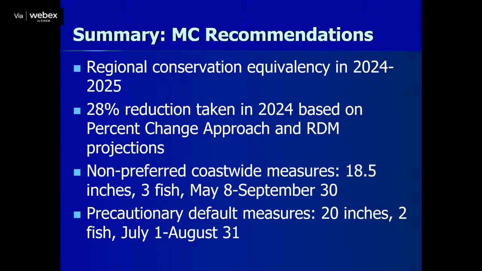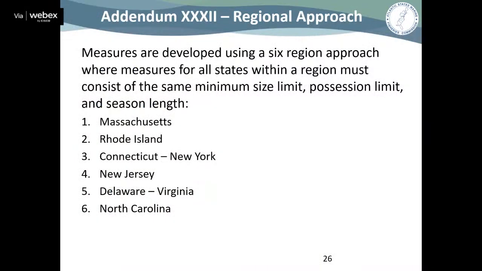And then in summary, the monitoring committee recommendations are here. I can leave those up during the discussion. Conservation equivalency, 28% reduction coastwide with non-preferred coastwide measures, including 18.5 inches, three fish, May 8th to September 30th, and precautionary default measures, including 20 inches, two fish, July 1st to August 31st. And then we have one slide that Chelsea is going to cover, just talking about the regional approach in state waters.